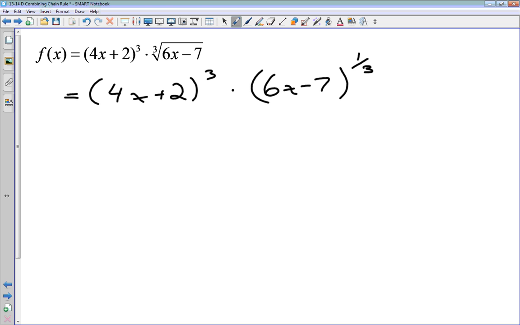And looking at this, we can see that we've got two functions multiplied together. So we've got u and we've got v for our product rule, but both u and v are composite functions. So we're going to have to use the chain rule to get u primed and v primed. So let's just, in here in red, write down what u primed and v primed are going to be. What is u primed going to be if we apply the chain rule?